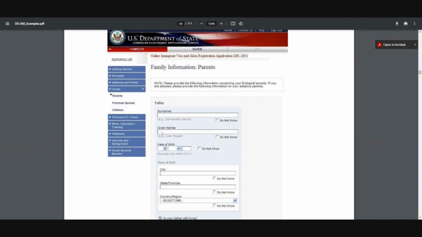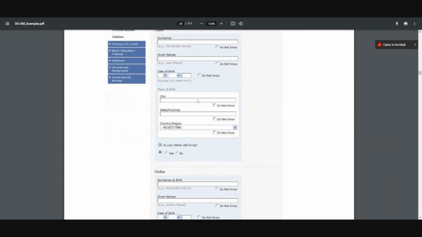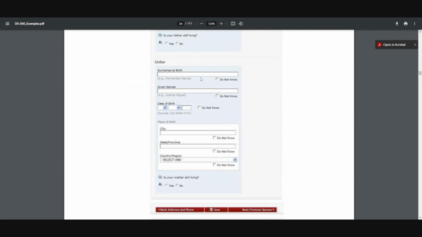You put your parents' names and their date of birth. If you do not know, you indicate there that you do not know. The city where they were born, the province, and the region. Very, very important. If your father is still living, if they are alive, say yes. If they are dead, deceased, you say no. Same case with your mother.